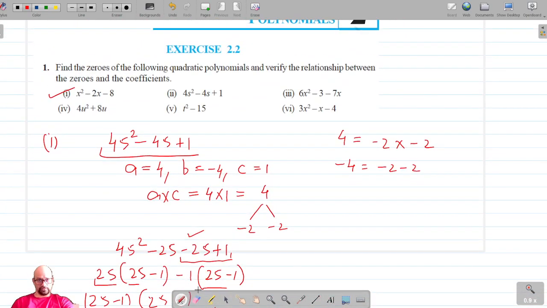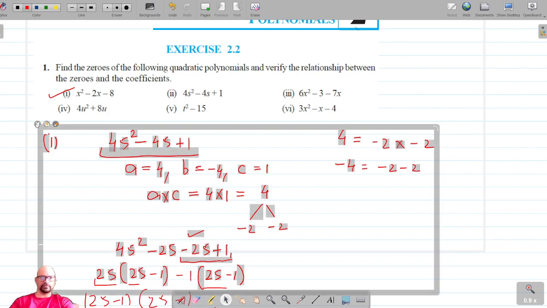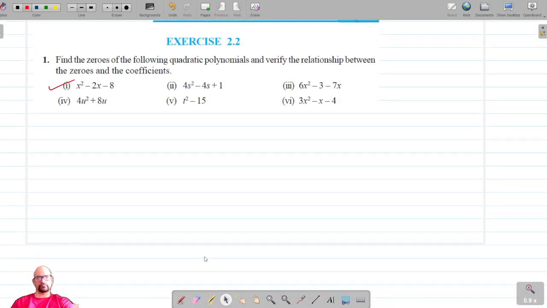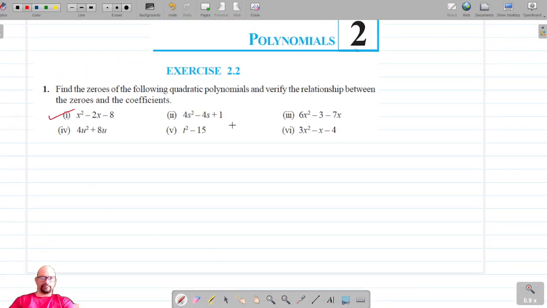Okay, moving on to part 3 of the question. So this is the third part, which is 6x squared minus 3 minus 7x.